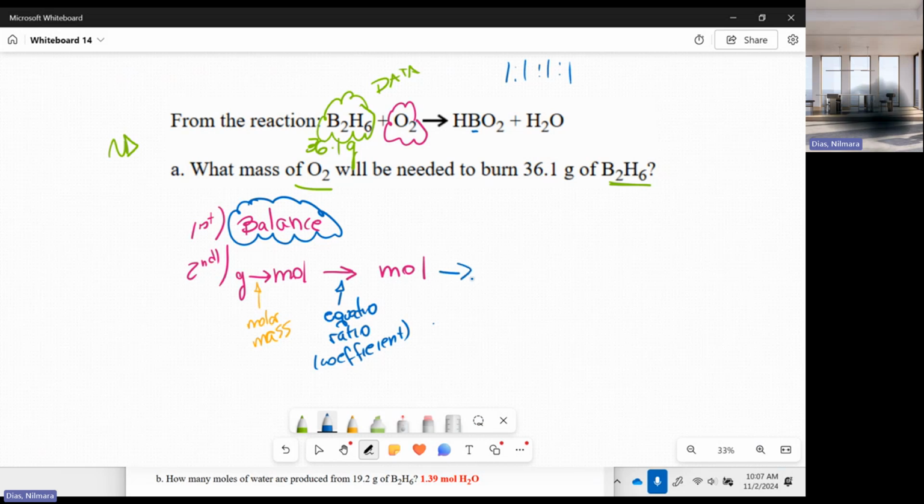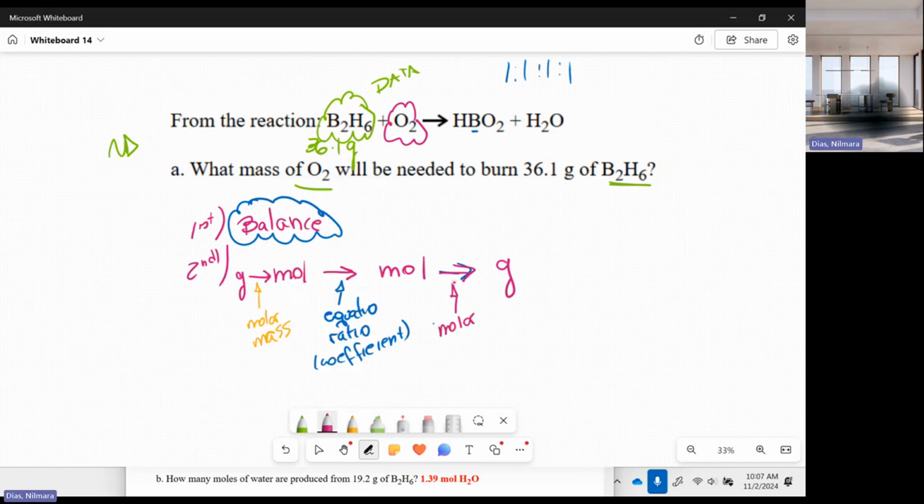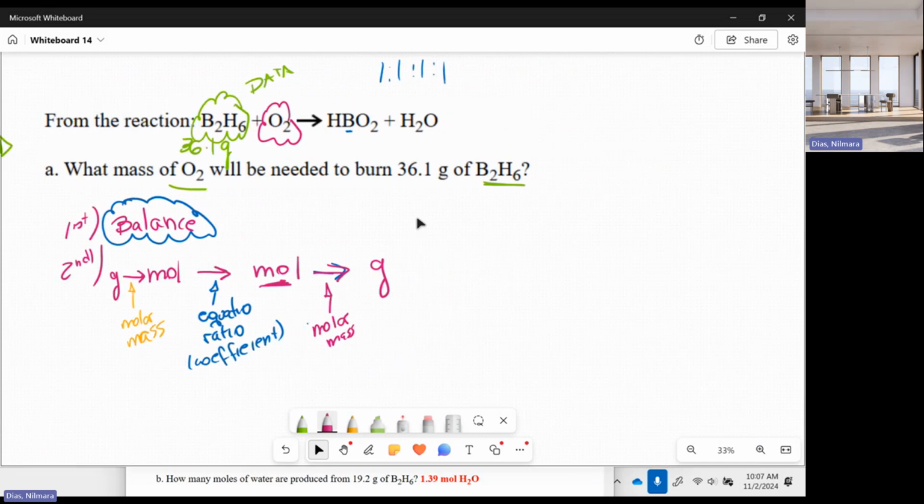But if the problem asks you to find grams, what you're gonna need is the molar mass again. But now it's the molar mass of the product or reactant that you're looking for, okay? So let's start with the balance. Let's go a little bit on this side.